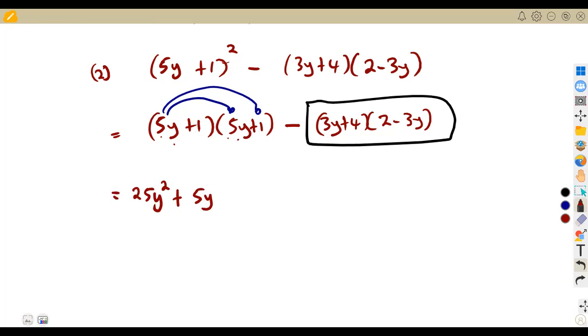You are supposed to do the same thing with positive 1. So positive 1 is to multiply this bracket. So that is 1 times 5y, which is going to be 5y in this case, right? Then 1 times 1, which is going to be a positive 1.